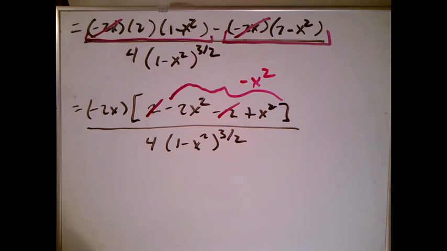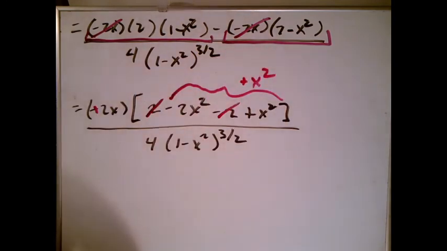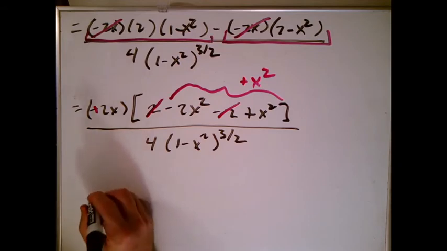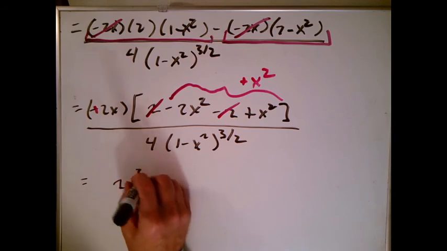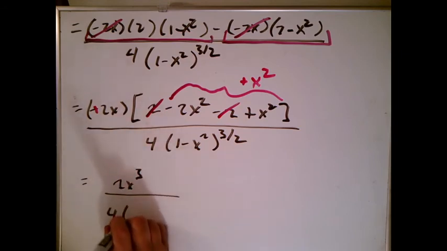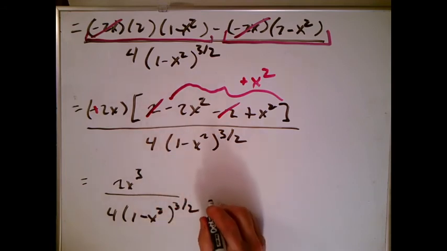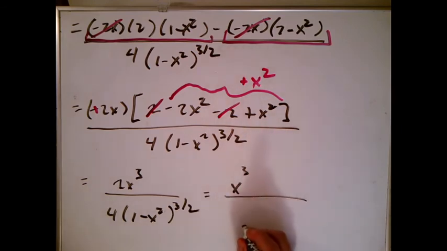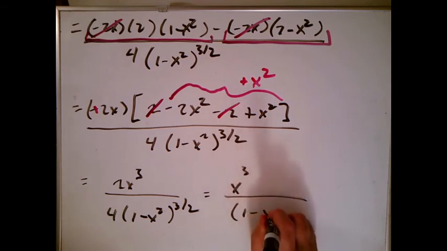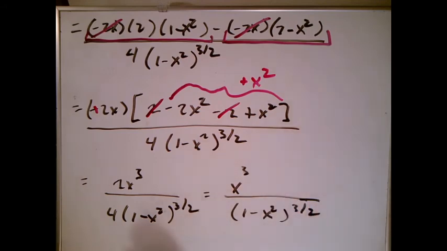Now multiplying out the top, I'm going to get minus 2x times minus x squared, so the minus actually cancels. And what I'm left with on the top is just 2x cubed over 4, 1 minus x squared to the 3 halves. And you can see a 2 actually cancels. So I'm going to get x cubed. On the bottom, I get 1 minus x squared to the 3 halves.